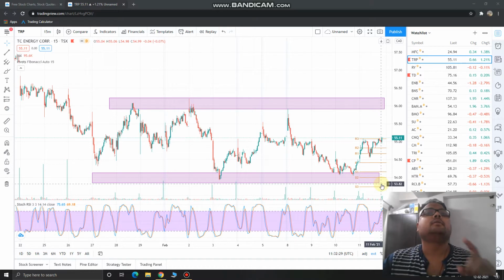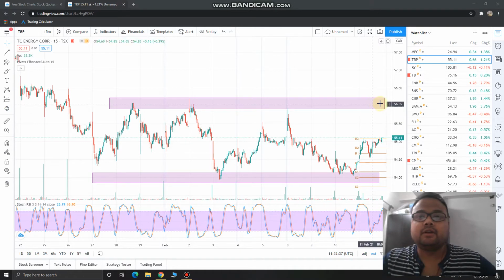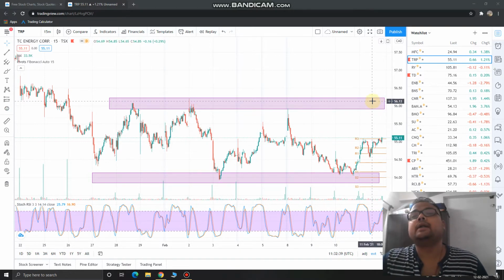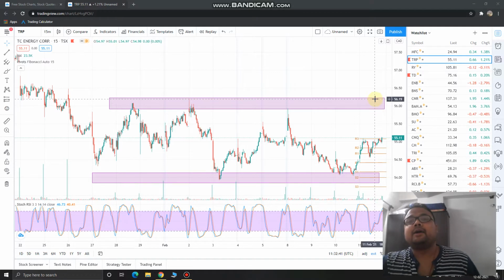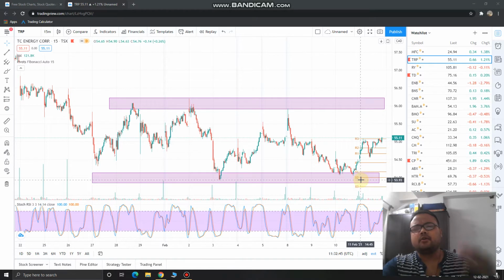Just remember, the confirmation is important. If there is a breakout after reaching this particular level 56, you can go ahead and look for a buy order. If it crosses this particular level after going down, you can short also. But do remember, you need the confirmation with the help of an indicator, candlestick pattern, whatever. Do not neglect the confirmation. That's it.